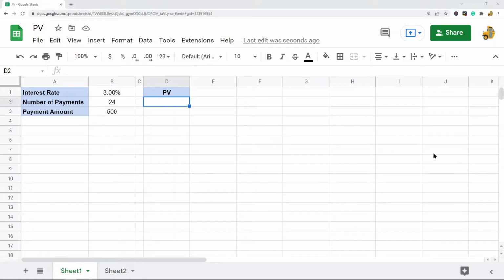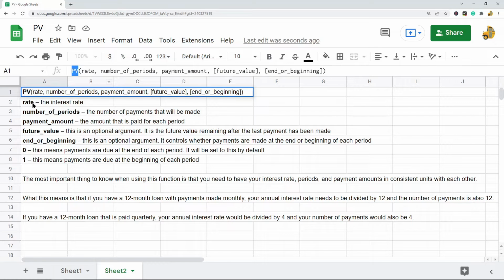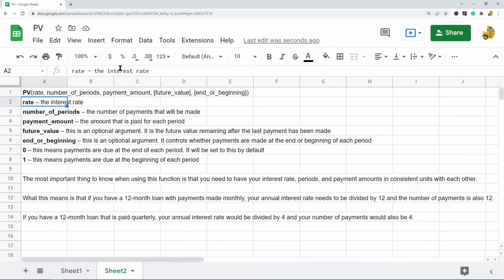Before I show you how to use it, let's check out the syntax. For the PV function, the first argument is the rate, which is the interest rate. The next argument is the number of periods, which is the number of payments that are going to be made. The third argument is the payment amount, which is the amount paid for each period.